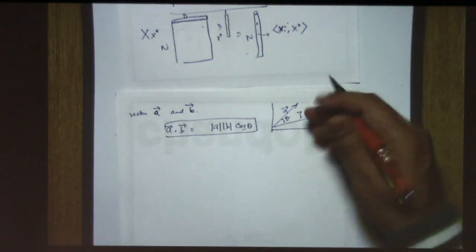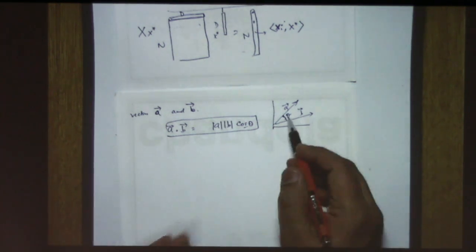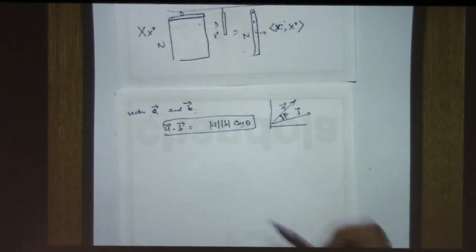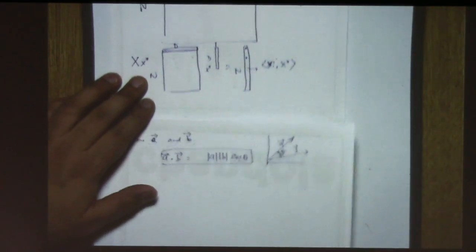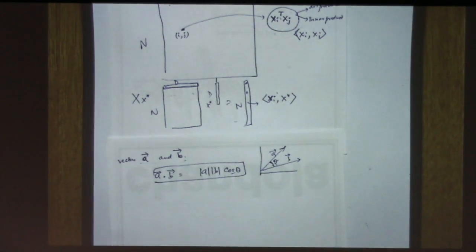So if two vectors are aligned, then this value will be smaller, and if they are far away, then this value will be larger. So you can think of the dot product as a kind of similarity measurement. It's also known as the cosine similarity. Cosine similarity is the similarity between two vectors. So essentially what is happening here is that this inner product is giving you some similarity. Keep that in mind, because that's what is going to motivate our notion of a kernel.